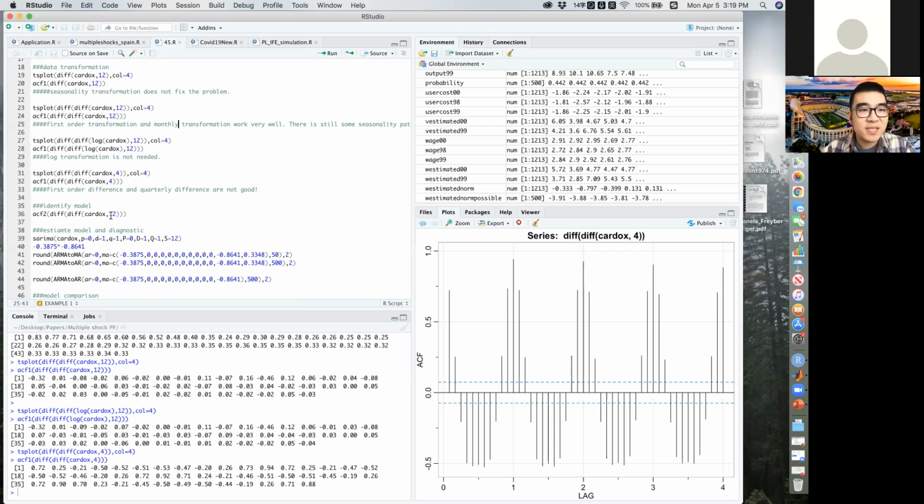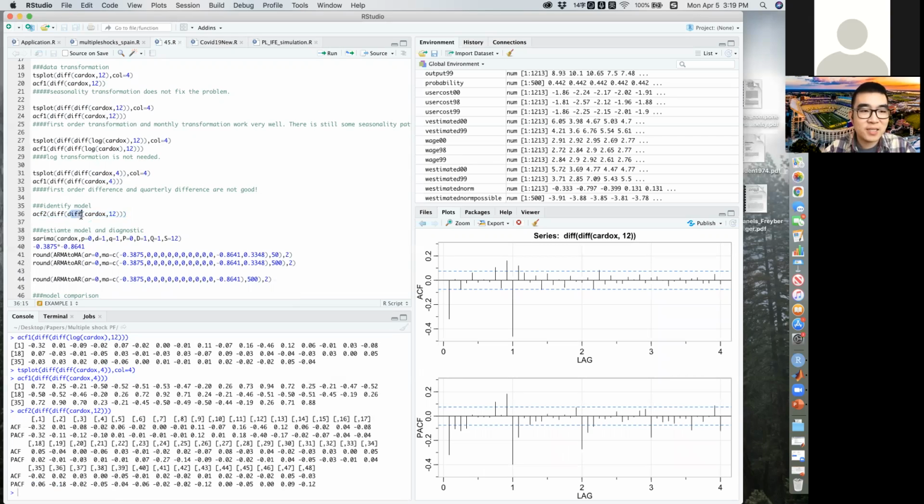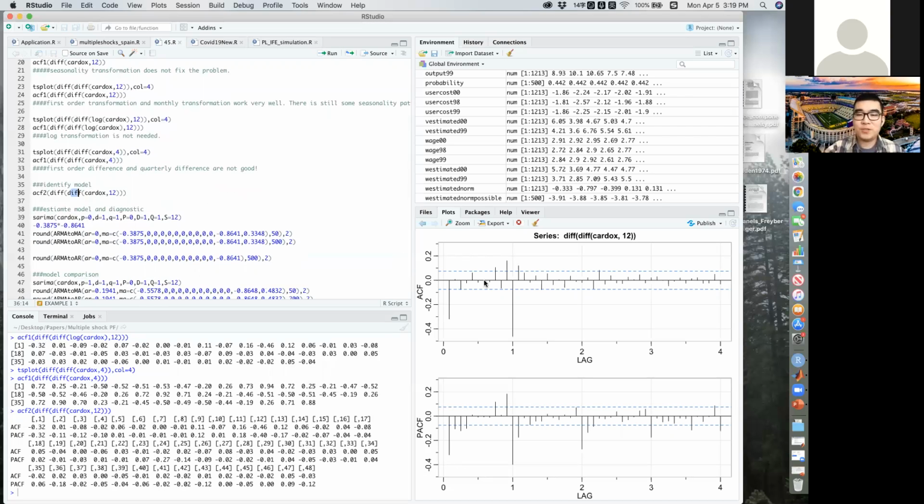So based on this, let's identify our model, where the time series we take is the first order difference and the monthly difference data. Okay, so this is the ACF and the PACF plot we got. So what do you see here? The ACF plot, we already saw that. We see that there is a huge lag at lag number 12. And after lag number 12, all the ACF lags are within this confidence interval.